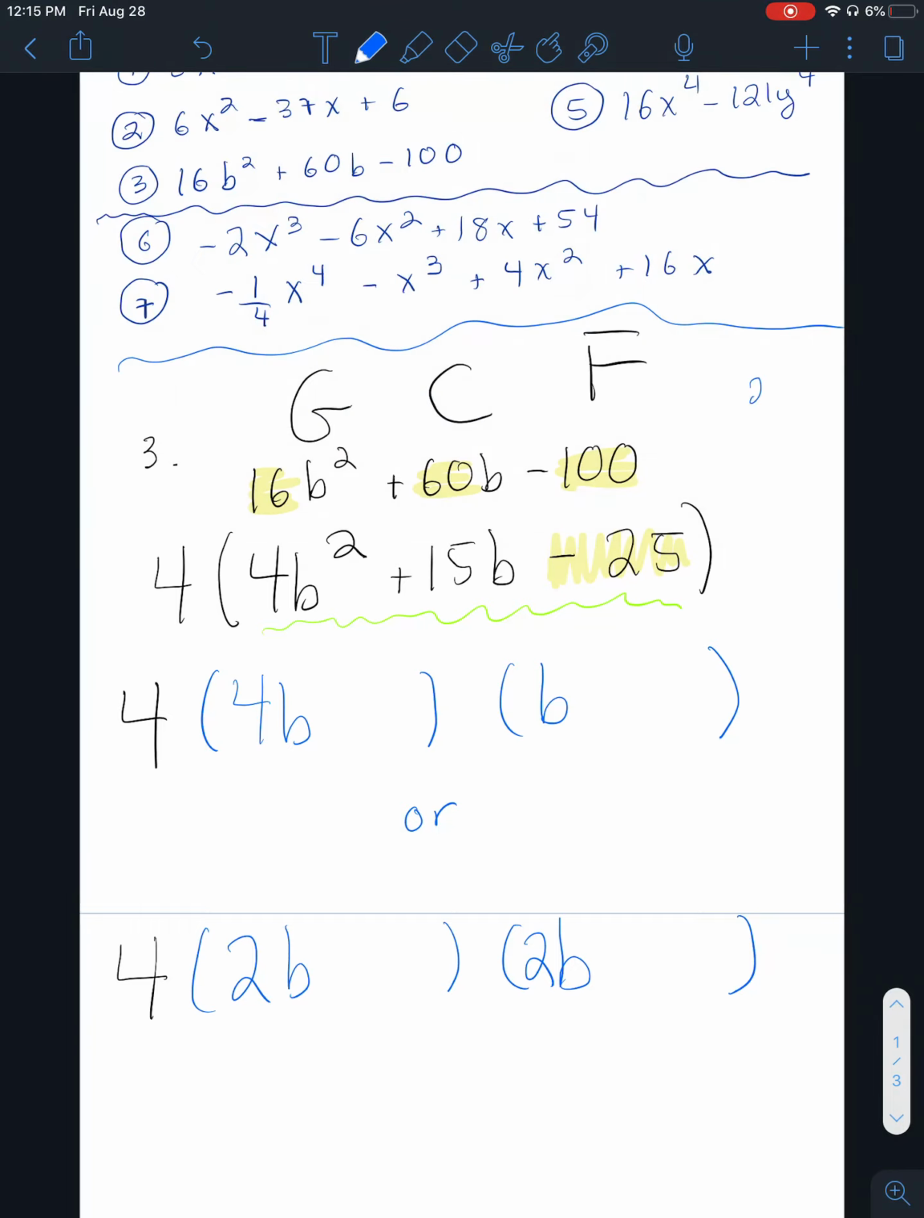All right, so we want two numbers that multiply to a negative 25. So when I write 25, I know it's 1 times 25 and 5 times 5. And I know I want to add to a positive 15.